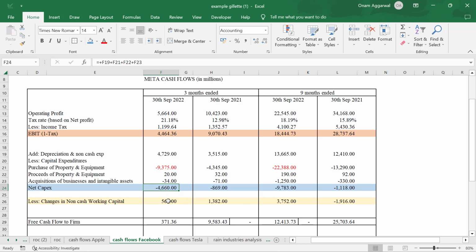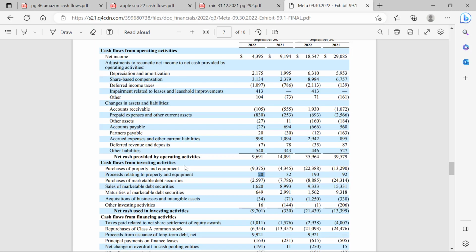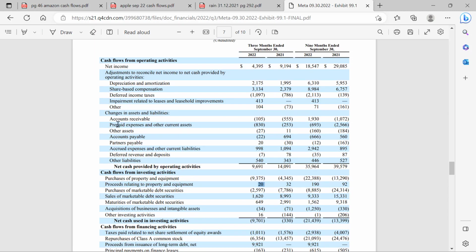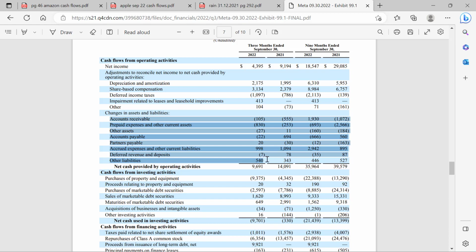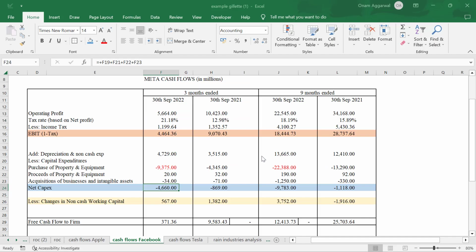Afterwards, finally, we take changes in non-cash working capital. How do we do that? Very simple. We take changes in assets and liabilities, all of these items, and we deduct or add them as written in the cash flow statement, and we get a positive change in non-cash working capital of $567 million. The free cash flow to firm for Meta for 30th September 2022 is $371 million.